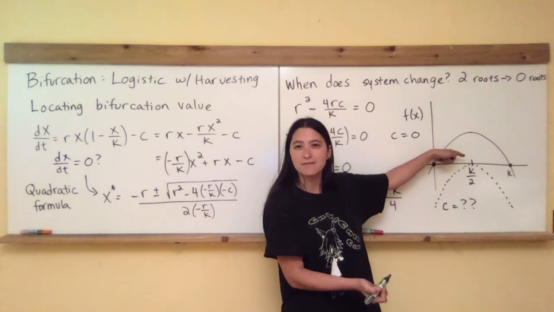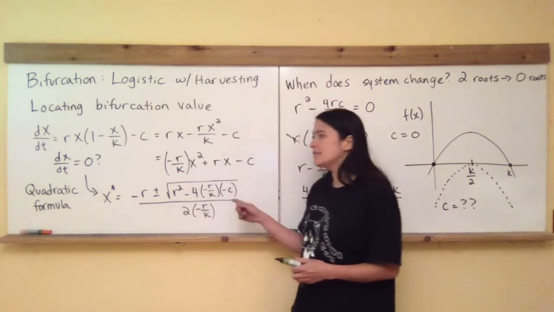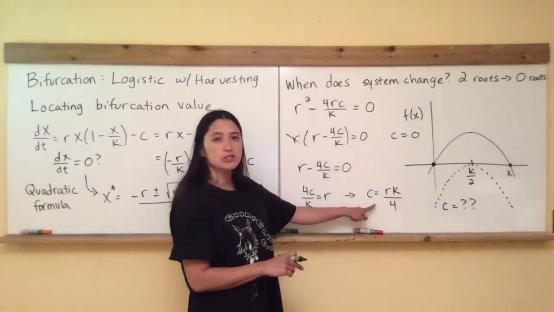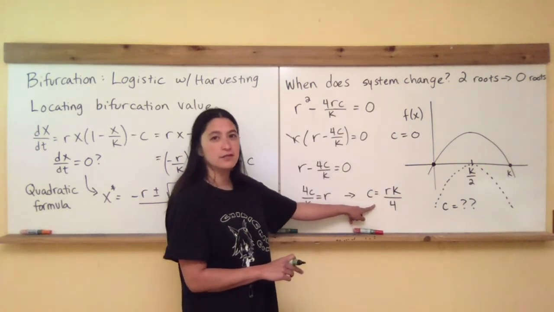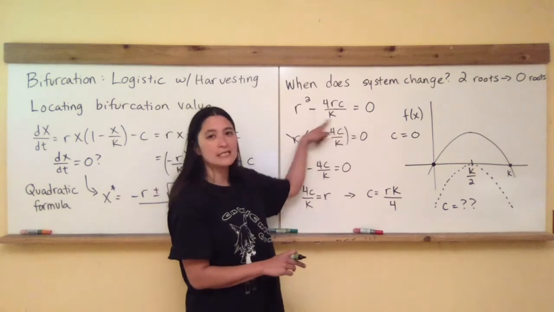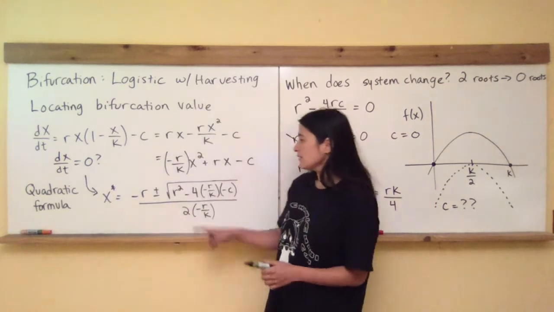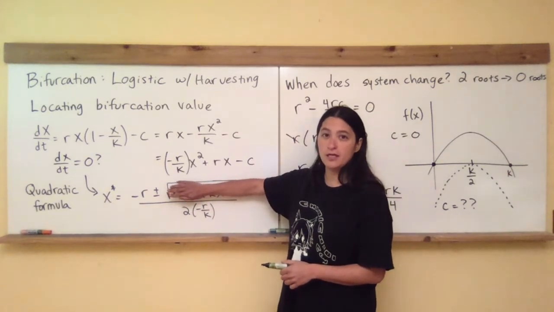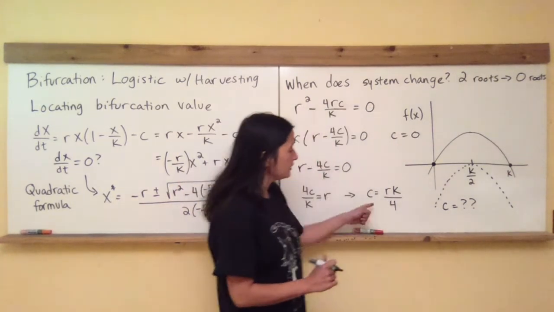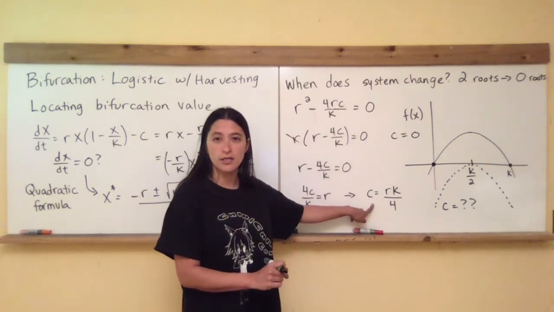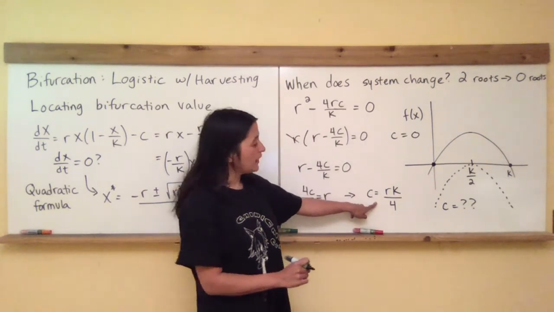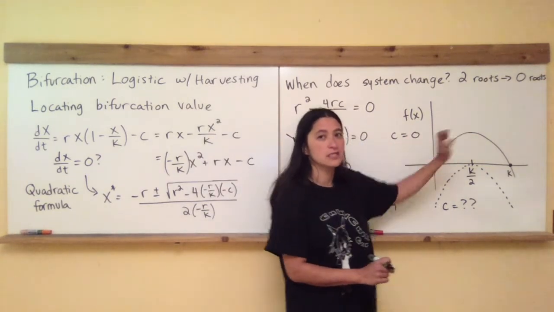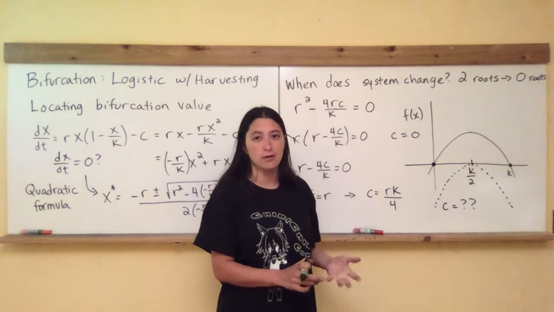This is exactly the value of C at which we have a double root for the equilibrium points, and it is the same value of C that we just solved for here, because remember that the algebra told us to set the discriminant equal to 0, set this part equal to 0, and that's where you get the double root, right? And that double root is located right here when C is equal to rK over 4. That is exactly the height of the parabola at its vertex if you consider the situation without harvesting.